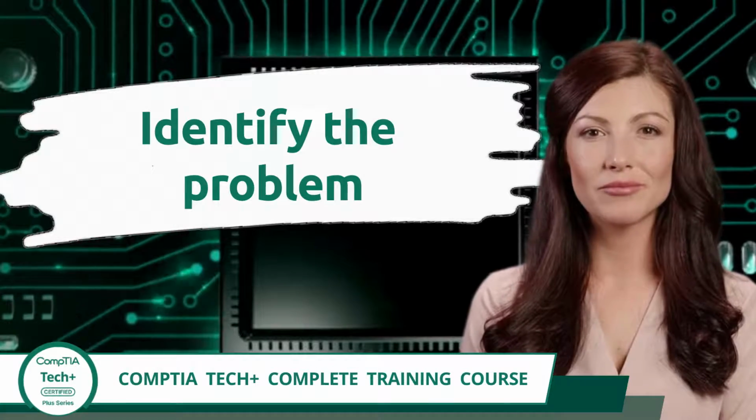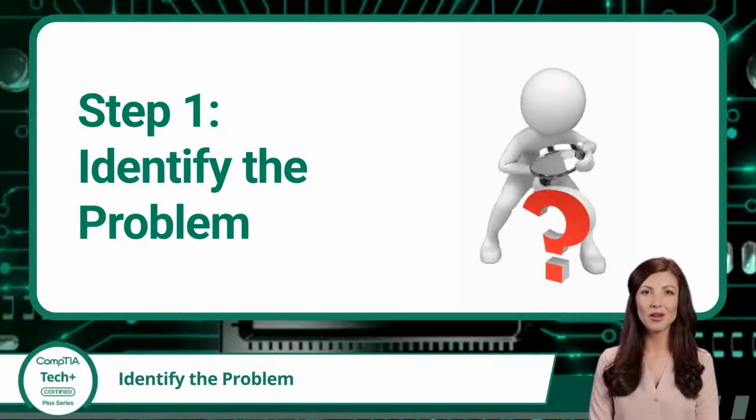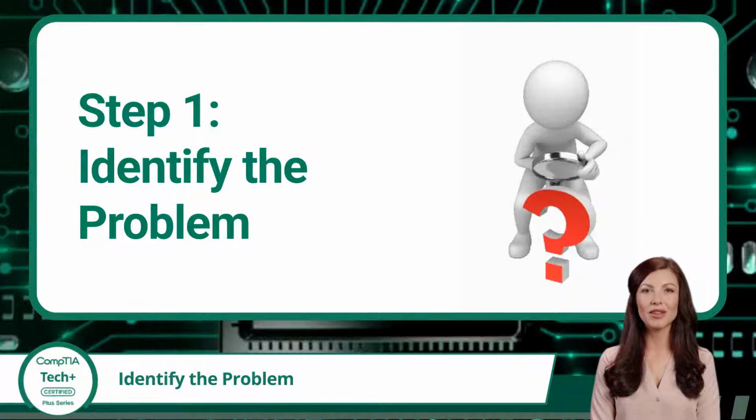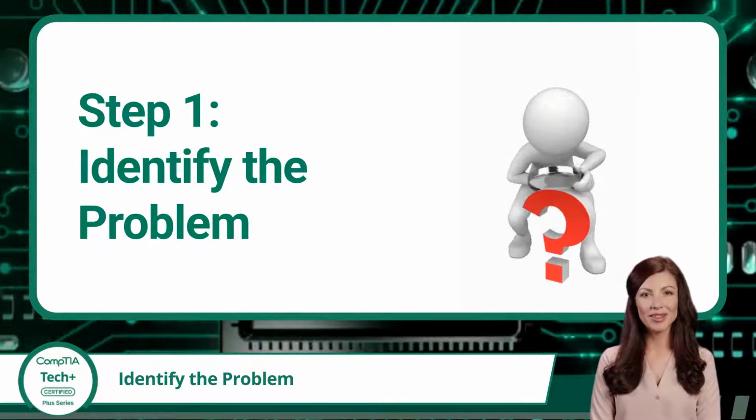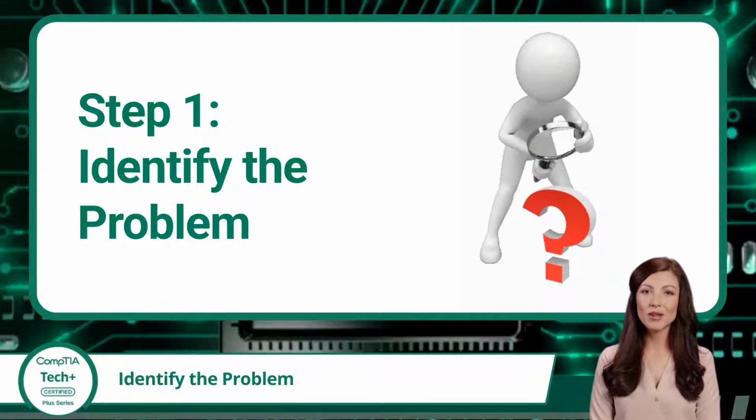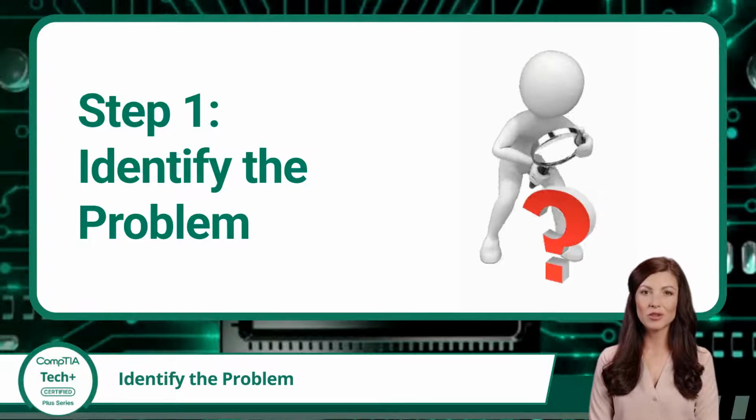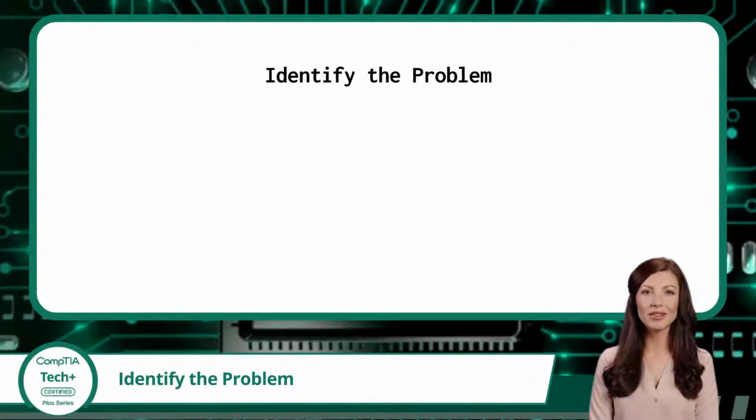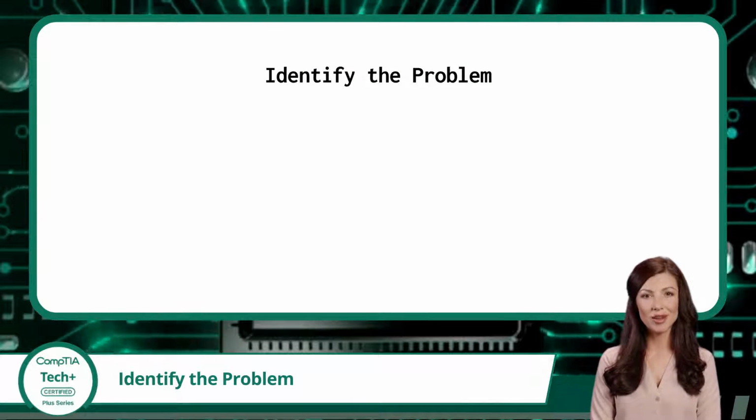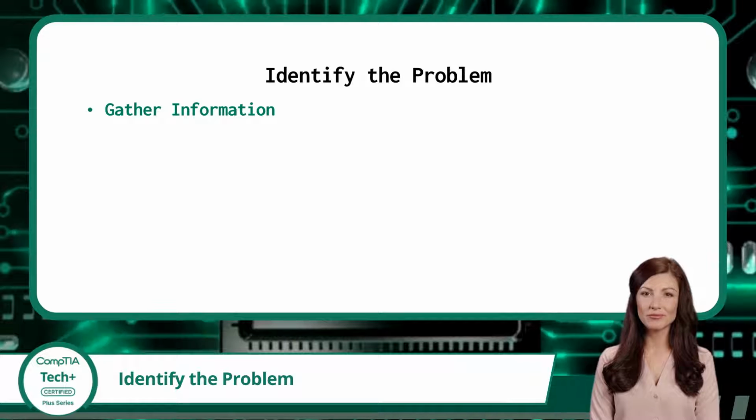Identify the problem. The first step in CompTIA's troubleshooting process is to identify the problem. To do this, we must turn to the left side of our brains and think logically. Fortunately, we have a few guidelines that can help keep us on track during this stage of troubleshooting. The main objective, at this stage in the troubleshooting process, is to gather information.